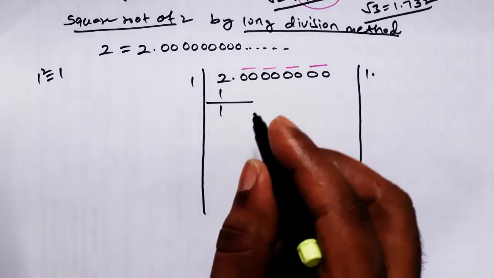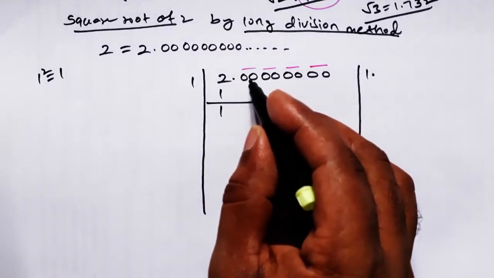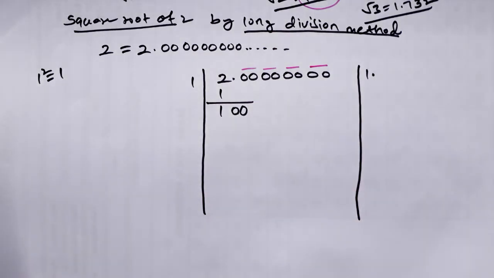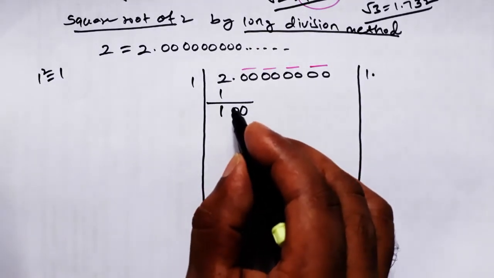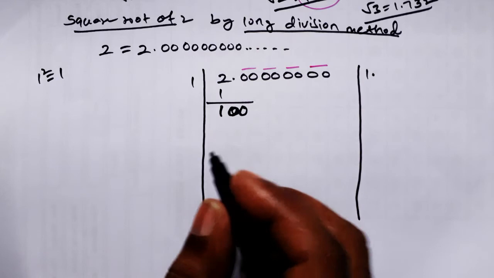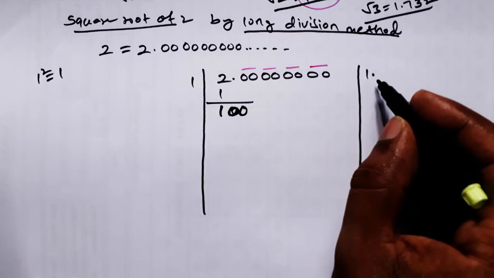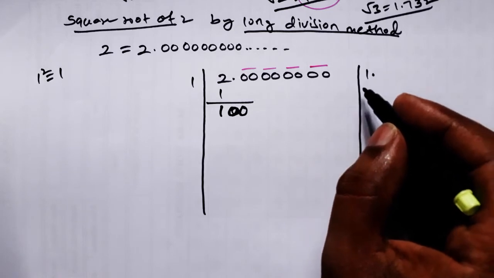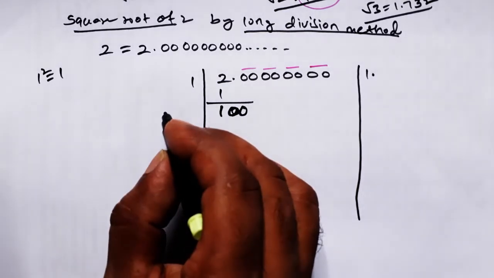Next, after carrying the decimal point, we have 2 zeros. Carry those 2 zeros down, and this becomes 100. Next step, forget about the decimal point and take only the number. What is the number here? 1. What is 2 times this number? 2 times this number is 2. So write it here, 2.